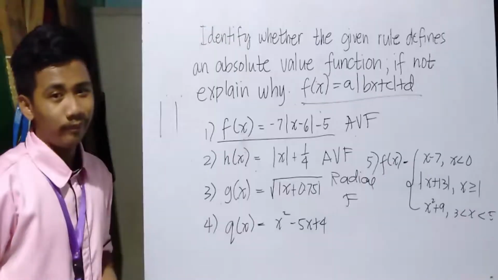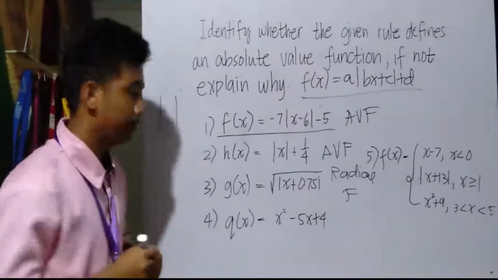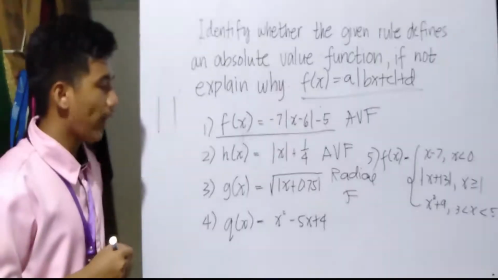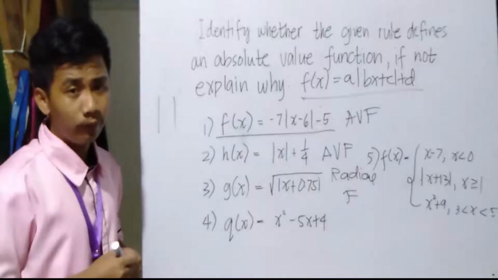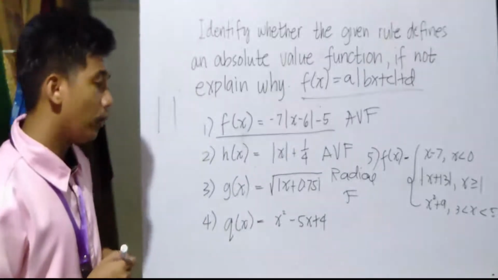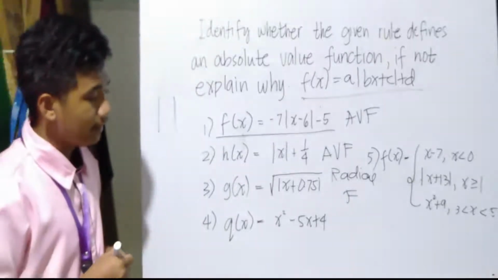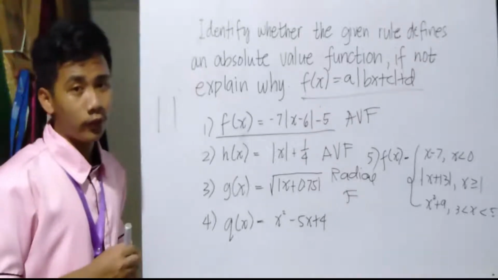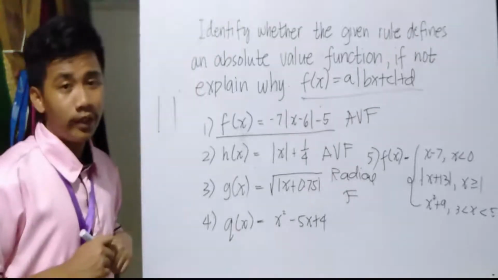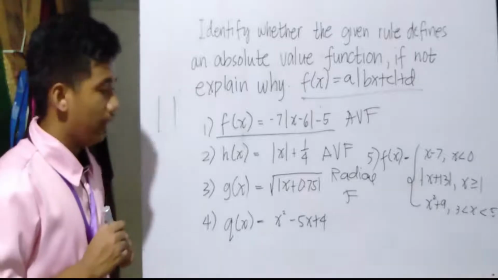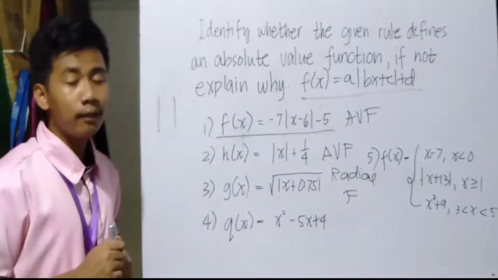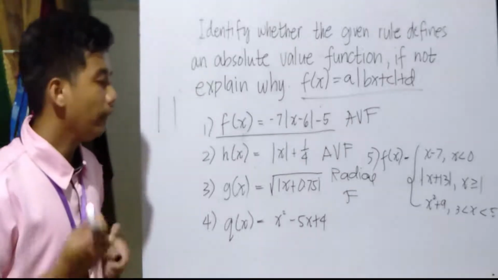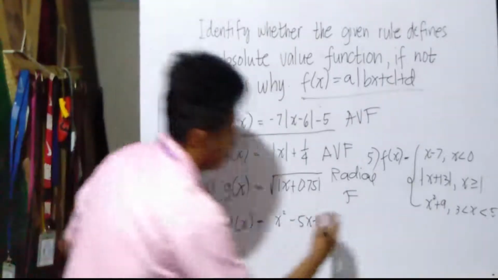Let's try the next one. q of x is equal to x squared minus 5x plus 4. What can you say about the equation? By just merely looking at the equation, we can simply tell that this equation is not an absolute value function. Observe the highest degree exponent of the equation. The highest degree exponent of the equation is 2. Since the highest degree exponent of the equation is 2, therefore, it is a quadratic function.